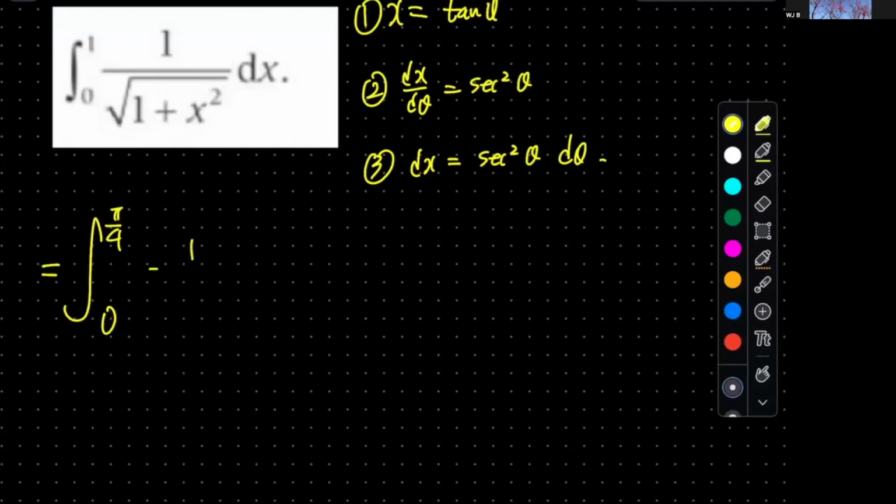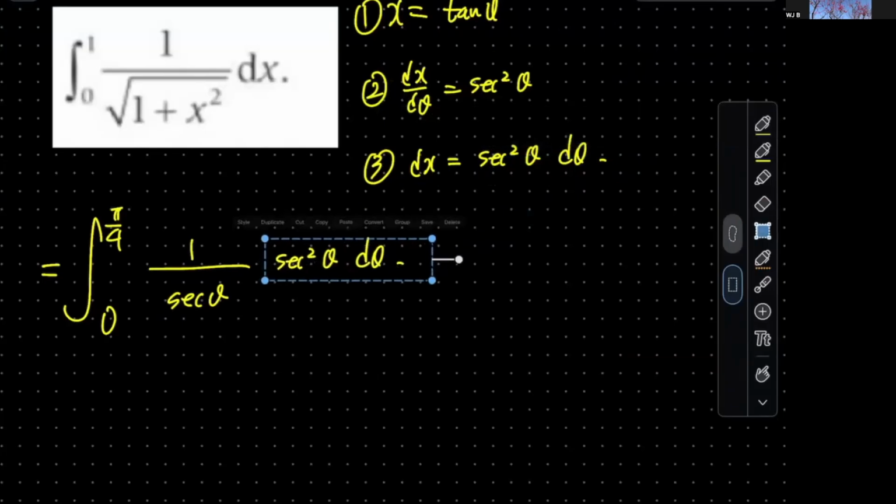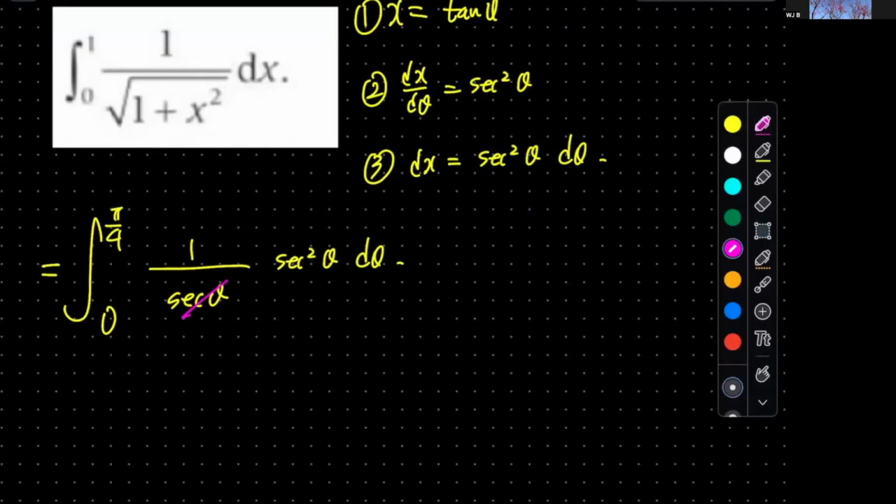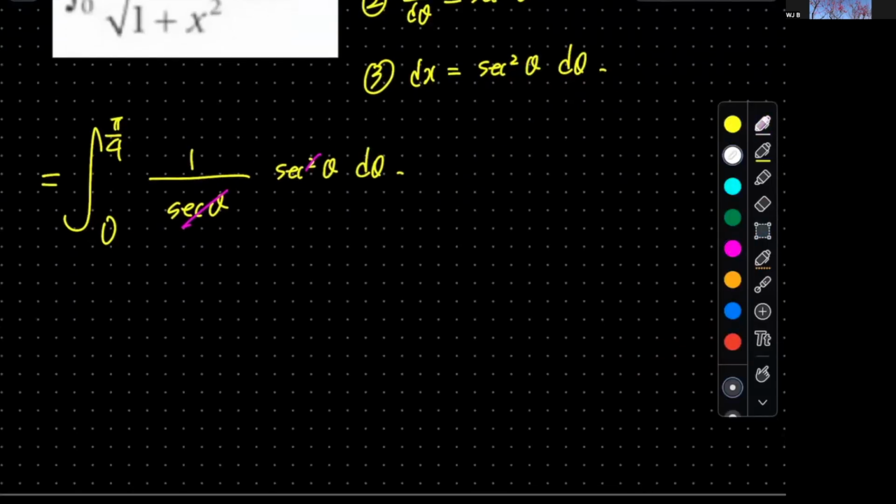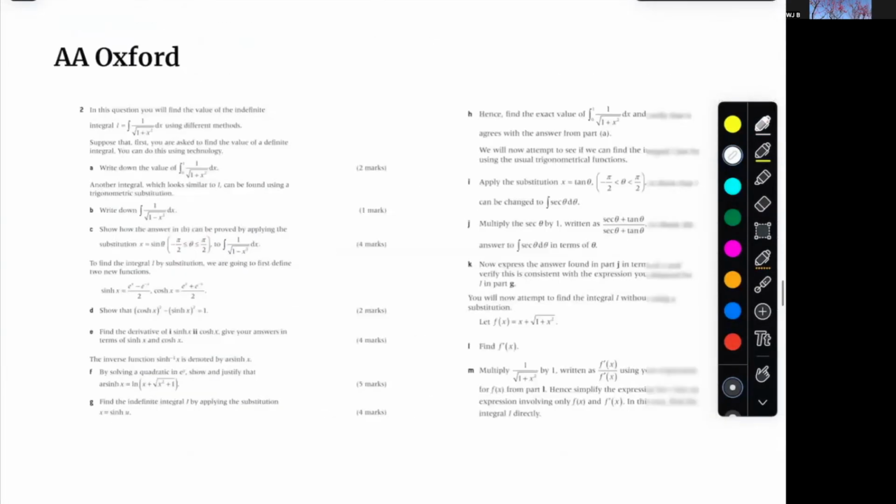And I have a 1 over square root of 1 plus x squared. That's 1 plus tangent squared. That's a secant squared. But if you put a square root on it, you get a secant, okay? And that is great. I've got the secant squared theta here also. It cancels out, okay? And then the expression I have is the integral from 0 to pi over 4 of secant theta d theta.